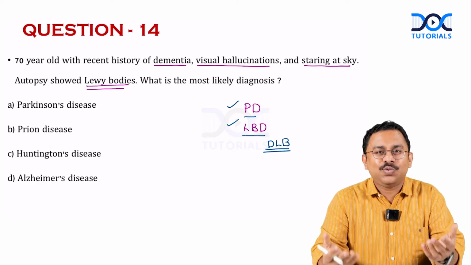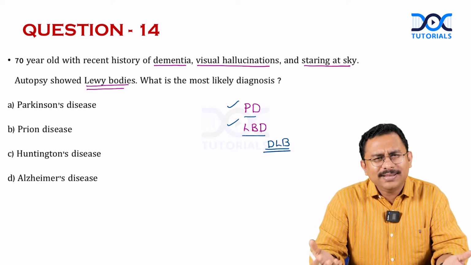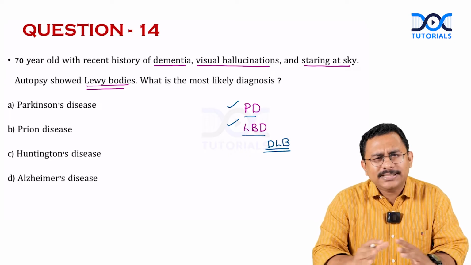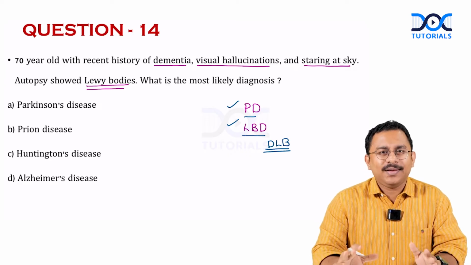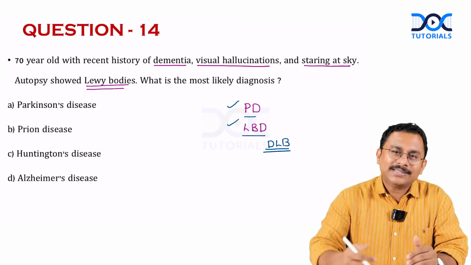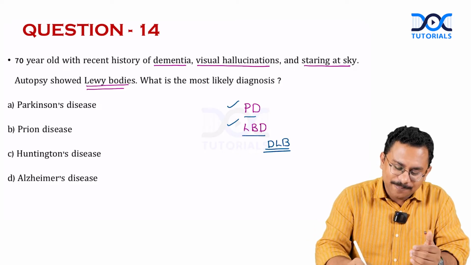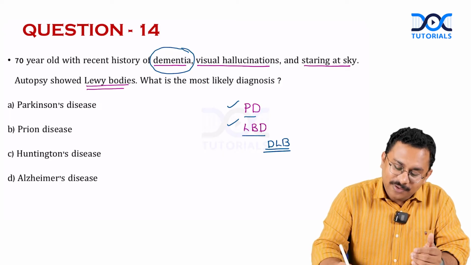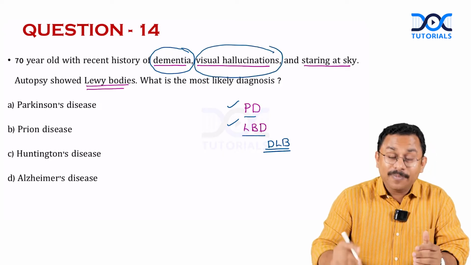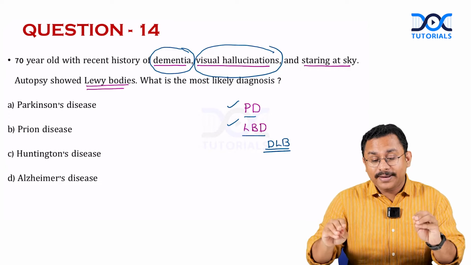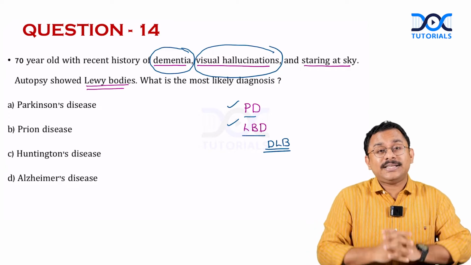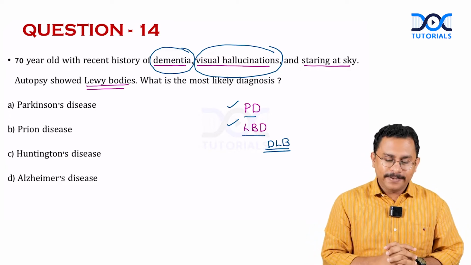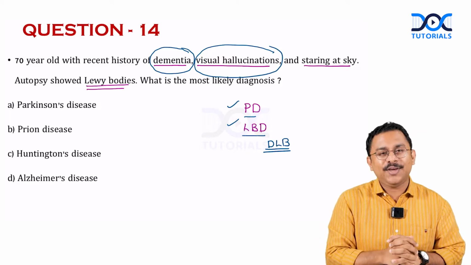In fact, I asked many students also, wasn't there DLB in the option? All of them said, sir, no, DLB was not there in the option. Because I was expecting that to be the answer. See, the patient is having a prominent dementia and visual hallucinations. Now, dementia and visual hallucinations are in fact very prominent manifestations of dementia with Lewy bodies. I was very surprised that that is not there in the options.